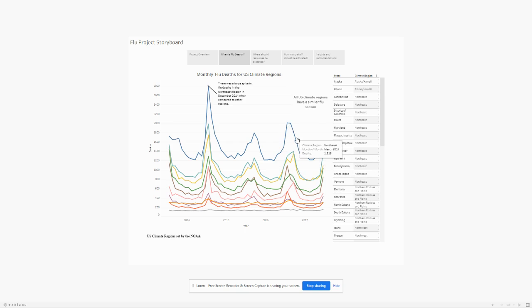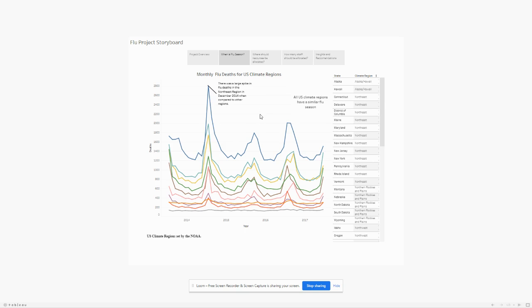Flu deaths begin to increase in November, peak around December, and they appear to level off in March. Based on this information, the flu season across the U.S. occurs annually from November to March.